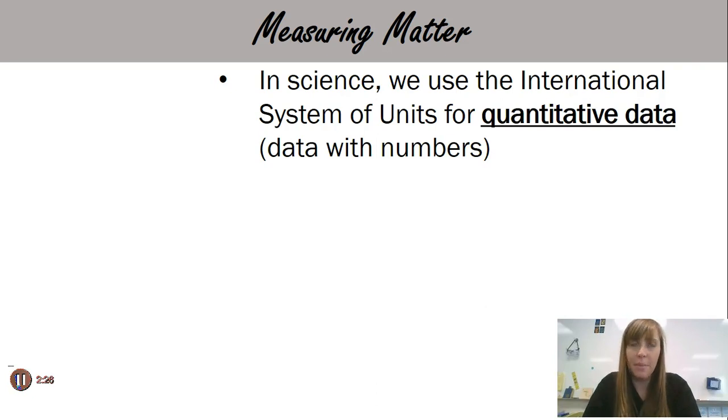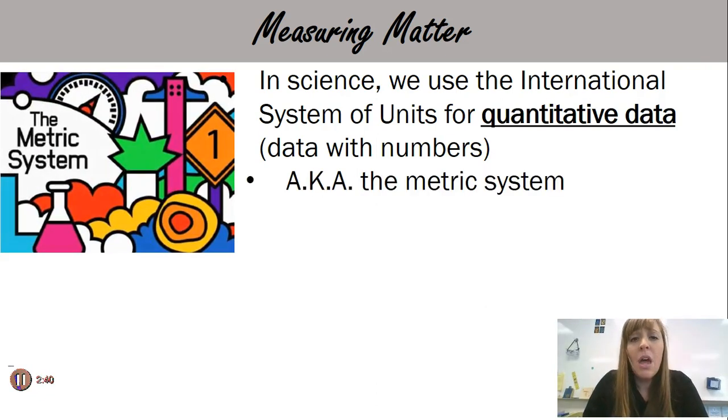That's data with numbers, like 4.8 liters or 75.2 moles. Anything that has a number up front is quantitative. Anything else is going to be qualitative, like a red shirt or something like that. There's no numbers, that's qualitative. You might hear this called the metric system. Chances are good I'm going to call it the metric system. Old school, that's what it was.